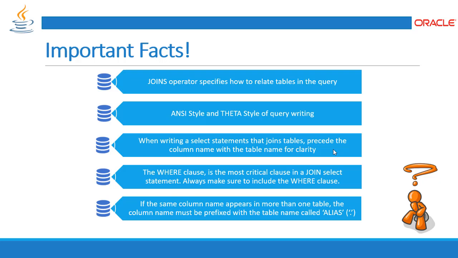The join operator specifies how to relate tables in the query. There are two styles of query writing we perform in joins while I work in a demonstration. When writing a select statement that joins tables, precede the column name with the table name for clarity. The where clause is the most critical clause in a join select statement, so always make sure to include the where clause. And if the same column name appears in more than one table, the column name must be prefixed with the table name, which is called an alias. We use the dot operator.